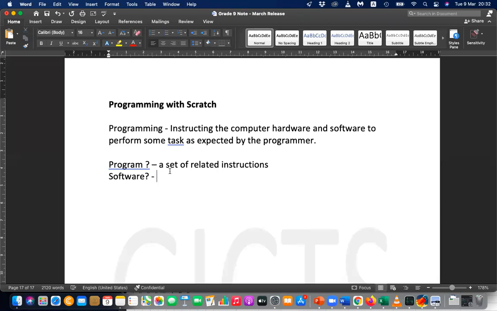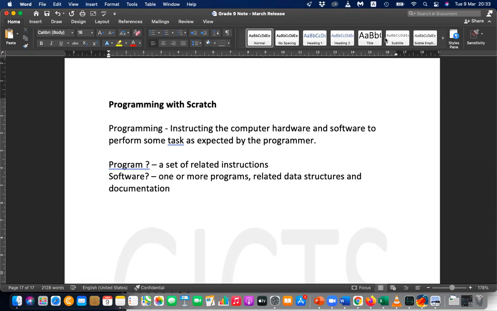Software is one or more programs, related data structures, and documentation. For an example, you can see MS Word in this interface. Then we'll see the main interface of MS Word. Right? Okay. Good. Your definition is correct.